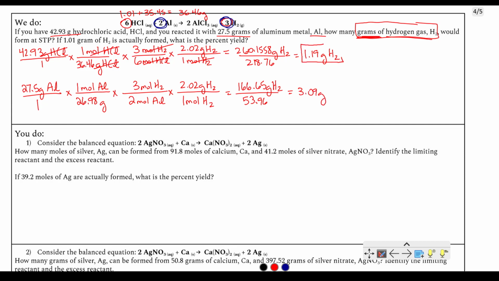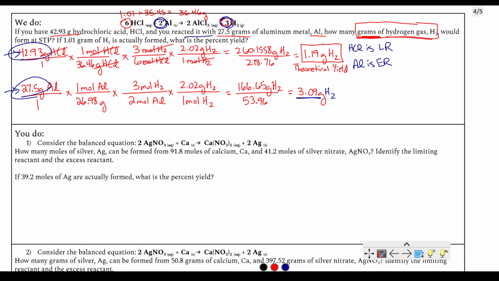This is the smallest one, and so that's the theoretical yield. And again, if you're wondering why that's the theoretical yield, when we started back over here with these two reactants, this one, the 42.93, is only enough to produce this much hydrogen. The 27.5 grams of aluminum, well, we could produce 3.09 grams of H2. I should really put that on there. We could produce that much, but we ran out of the other ingredients, and that was the HCl. So HCl is the limiting reactant, and aluminum, that's the excess reactant.